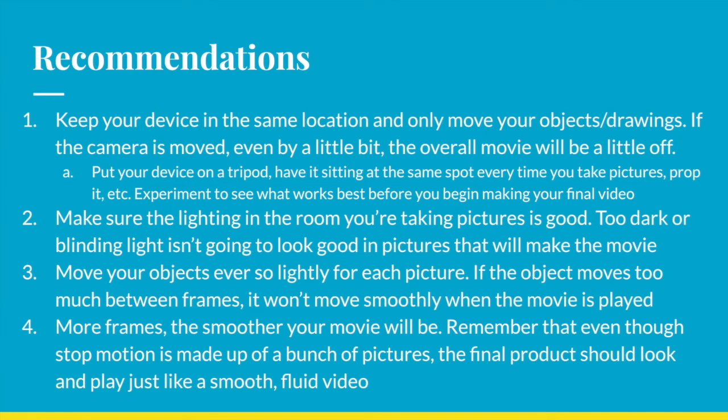The lighting in the room will be fine because you'll be in the classroom, but make sure that it's not too dark or too light, and make sure that the pictures are actually of good quality so that you can see your movie and it looks good. Move your objects ever so slightly for each picture, like the first example video, how he said that it's very slight. It's really important that you do that, because if the object moves too fast in between frames, it won't move smoothly when the movie is being played.